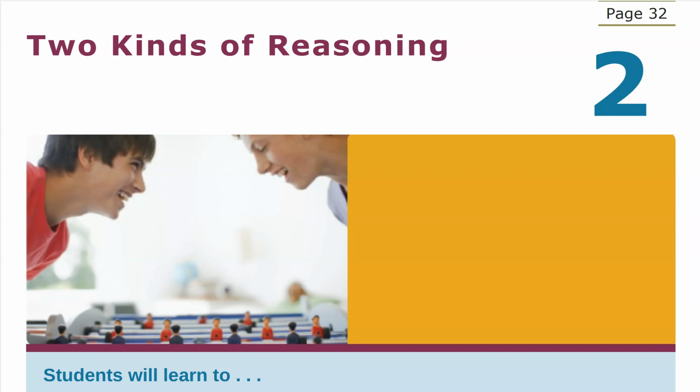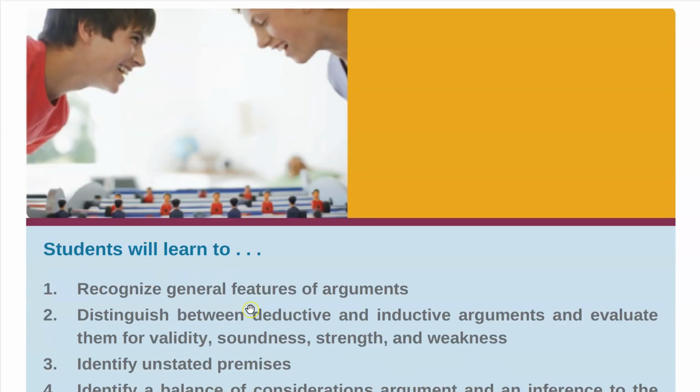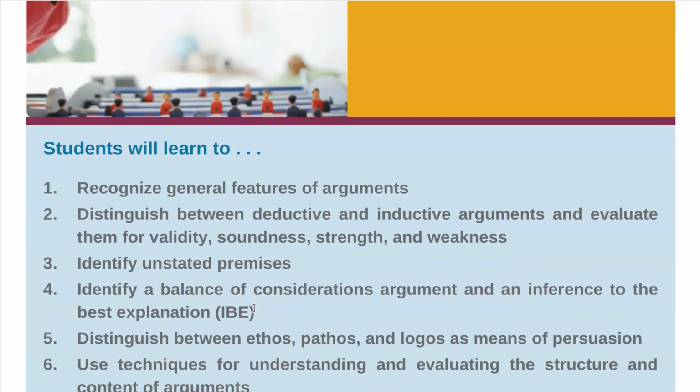Hello, Philosophy 102. Okay, we're on to chapter 2 now, which you can see is titled Two Kinds of Reasoning. Just a brief overview. This chapter is pretty straightforward, and there aren't going to be a lot of notes. We're going to focus on two main ideas here. So we're going to learn to recognize the general features of arguments.